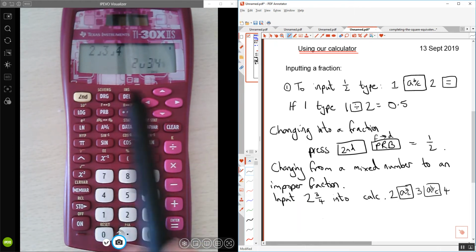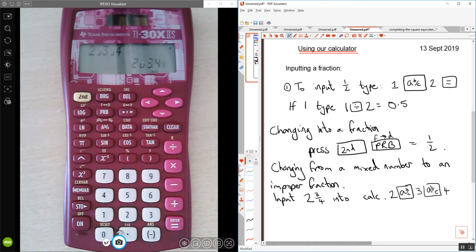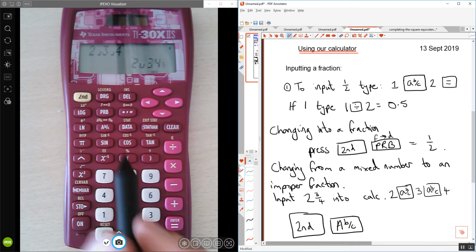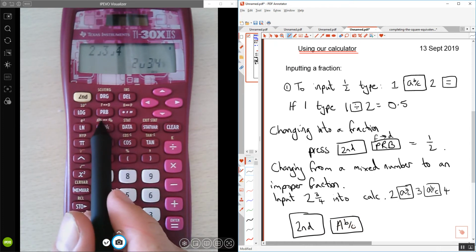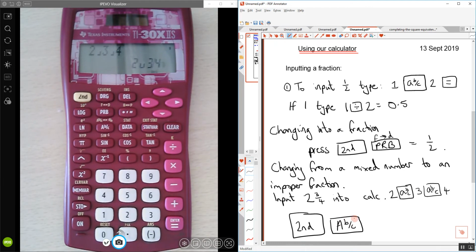Okay, to change this into an improper fraction. Yes, Oscar? Second. Yep. You do second. And then? ABC? Yes, second ABC. Which is this one, okay? And it's the bit on top that is important, okay? Because it tells us it wants to go from a mixed number to an improper fraction, okay? So we're going from a mixed to improper.